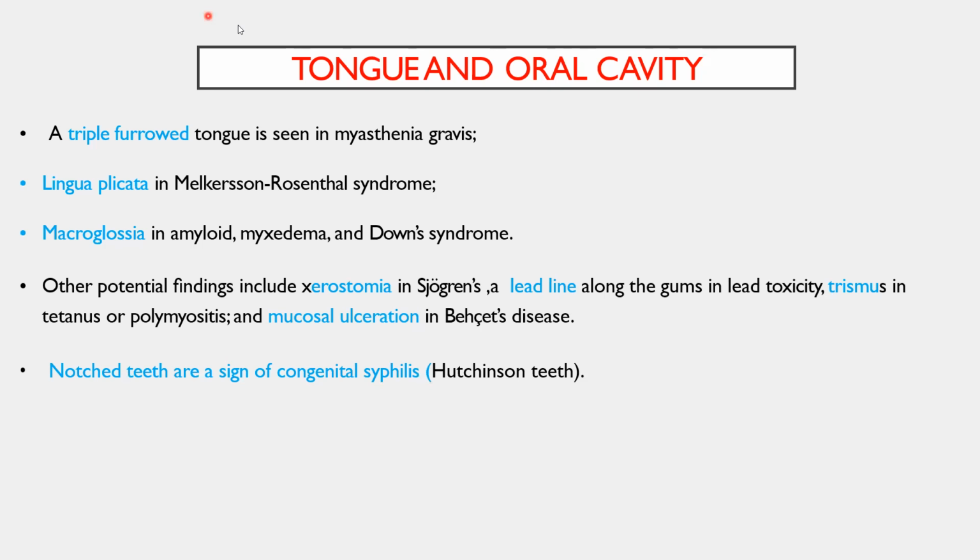And other findings include xerostomia in Sjogren syndrome, lead lines along the gums seen in lead toxicity, trismus in tetanus or any involvement of the muscles of mastication. That is, in polymyositis also, the patient will have trismus. Mucosal ulceration is characteristically seen in Behcet syndrome. And notched teeth are the earliest sign of congenital syphilis. That is also called Hutchinson teeth. So by seeing the tongue and oral cavity also, you can make out the diagnosis.